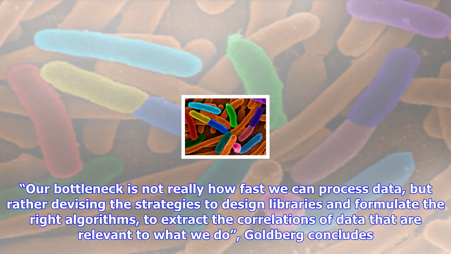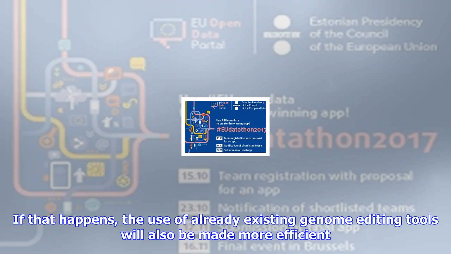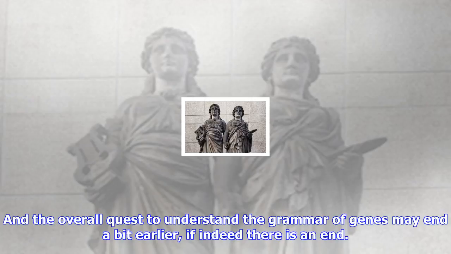Such exercises involve managing complex datasets and require the computational capacity to process them. However, this isn't what worries researchers. "Our bottleneck is not really how fast we can process data, but rather devising the strategies to design libraries and formulate the right algorithms to extract the correlations of data that are relevant to what we do," Goldberg concludes.